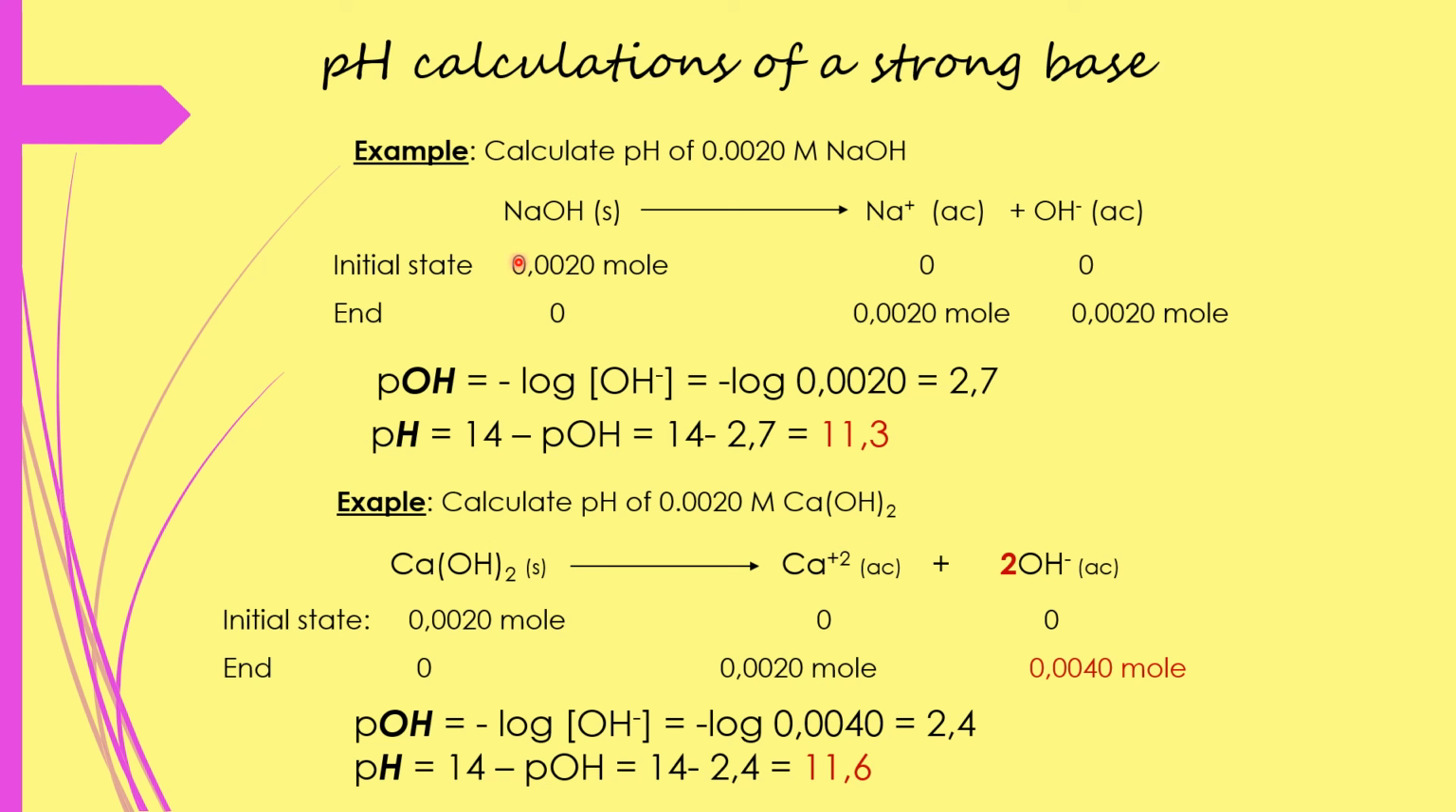Look at the concentrations. The concentrations are the same, 0.002 and 0.002. The concentration is exactly the same, but the pH is a bit higher in the calcium hydroxide. That is because you have a larger concentration of OH anions.